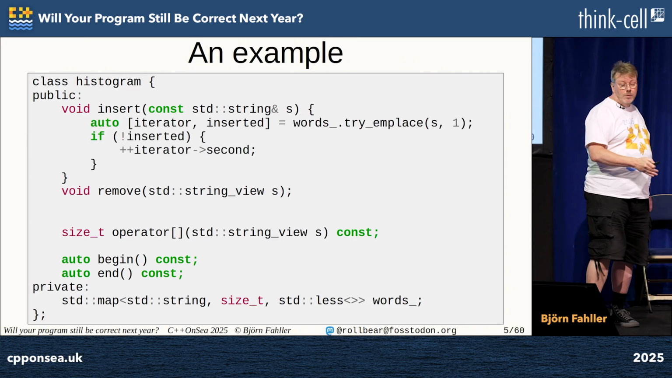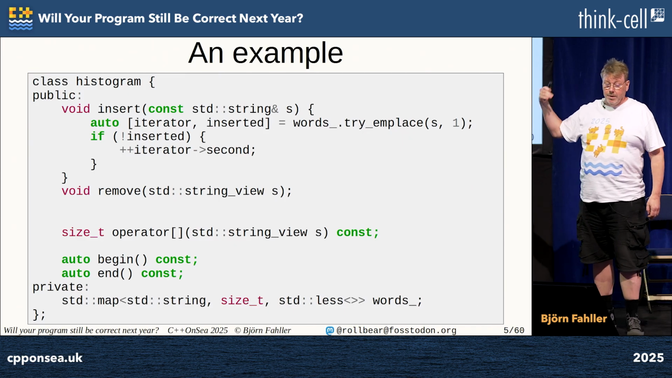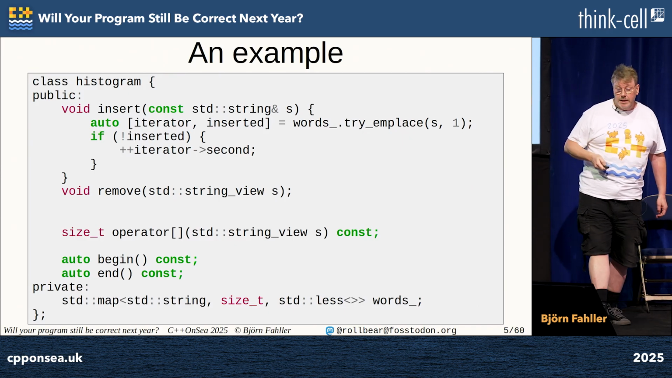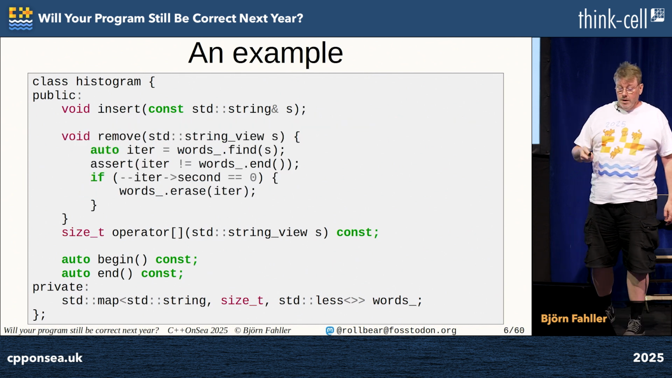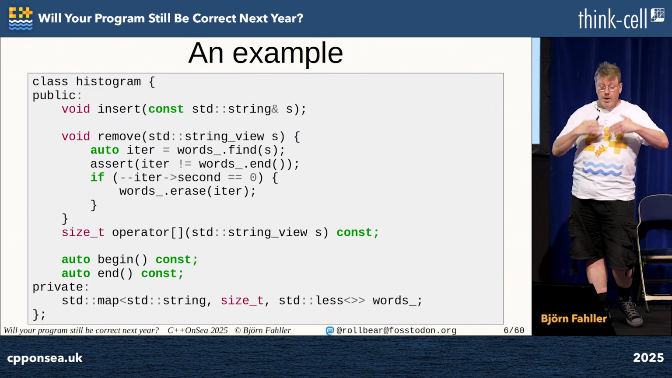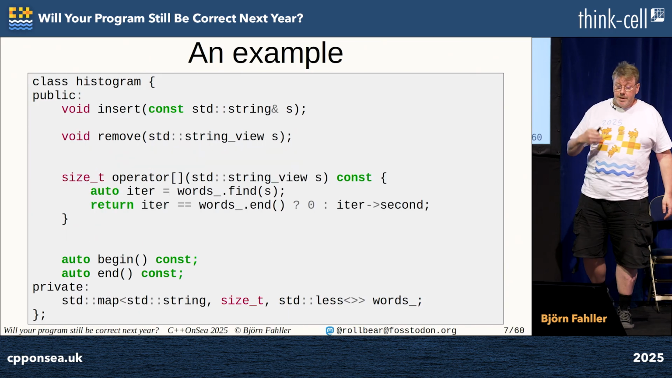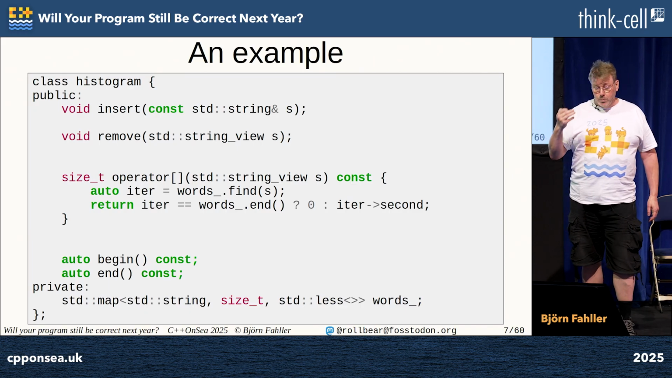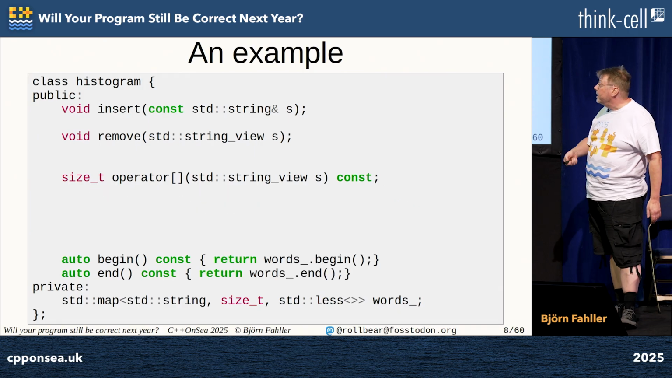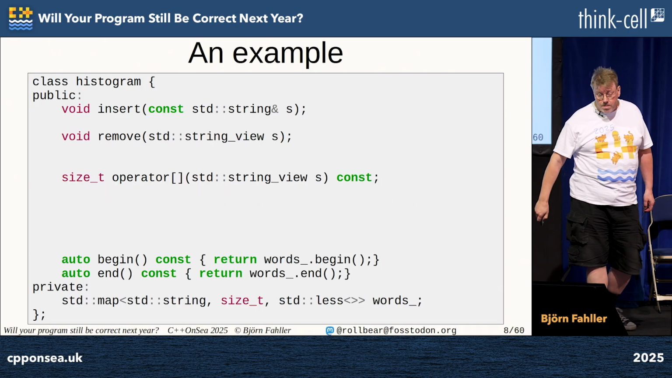So we can implement something like this. I insert, try to emplace it. If it wasn't inserted, then just increment the counter. Remove: look it up, decrement the counter. If the counter became 0, erase it from the map. The lookup operator: find the word. If it was there, return the count, otherwise return 0. Pretty straightforward. And begin and end just forward to the underlying container.